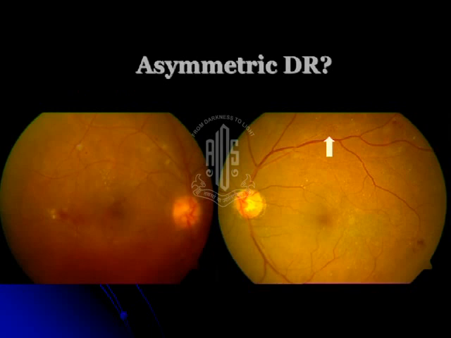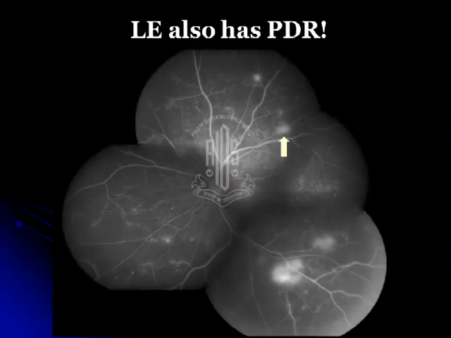What looks to the casual eye as a case of asymmetric diabetic retinopathy, with the right eye having vitreous hemorrhage and the left eye looking like moderate NPDR, if you see the arrow, when you do the angiogram, the left eye also has PDR. So don't jump in and label things as asymmetric. Try to look very carefully for changes of proliferative diabetic retinopathy. If you have any suspicion, don't desist from doing an angiogram.